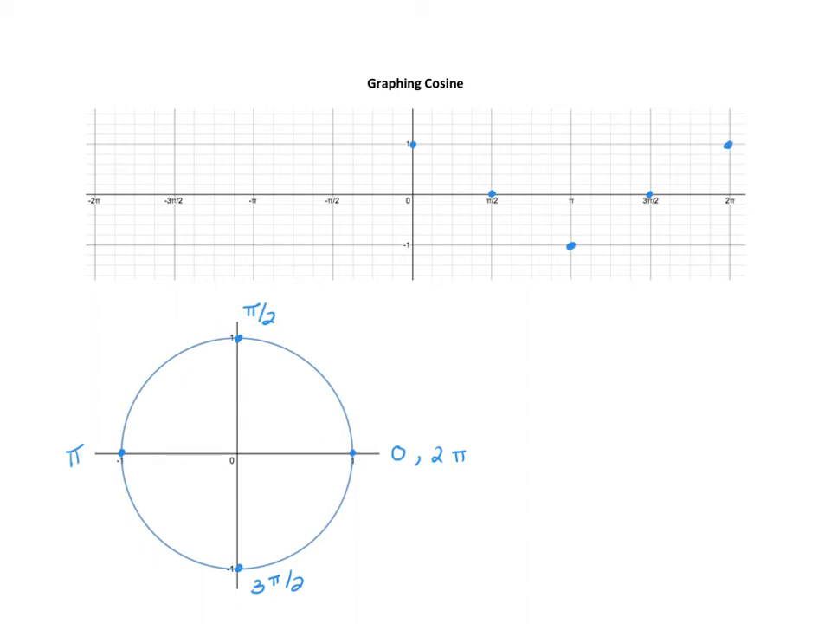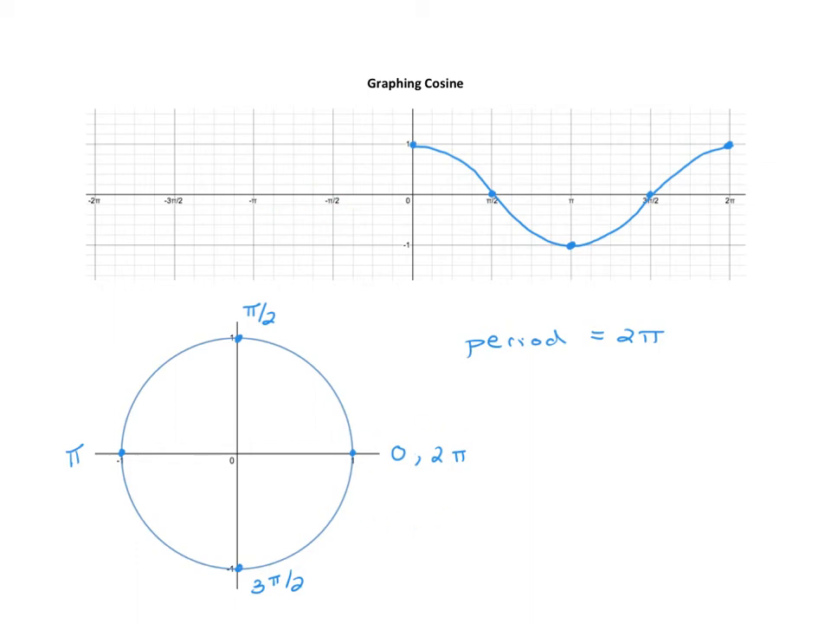So if you connect these with a smooth curve, you get this. This is one cycle of cosine. You start at 1, drop down to negative 1 before returning back to positive 1. And this thing will repeat forever in both directions. So just like sine, the period of the cosine function is 2 pi. Of course, we could also graph cosine for negative angle measurements like negative pi over 2 and negative pi.